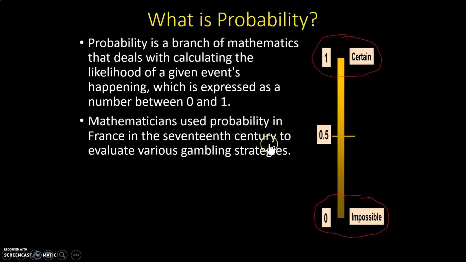A very brief history. Mathematicians used the idea of probability way back in the 17th century, in France, and the basic purpose at that time was various gambling strategies. So the study started not in academics but in gaming strategy, right?